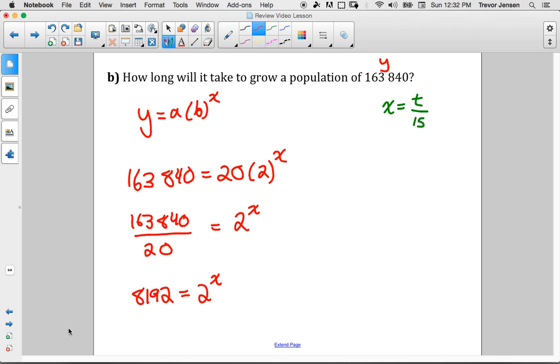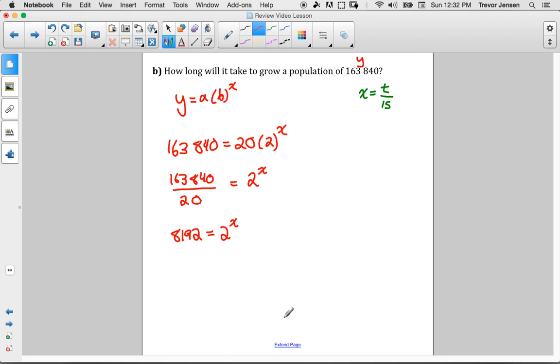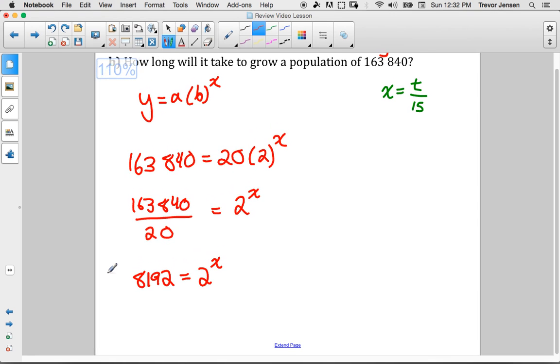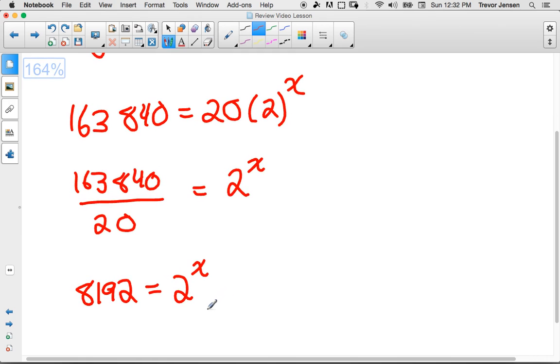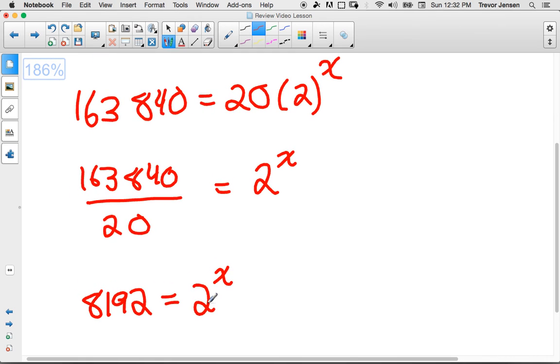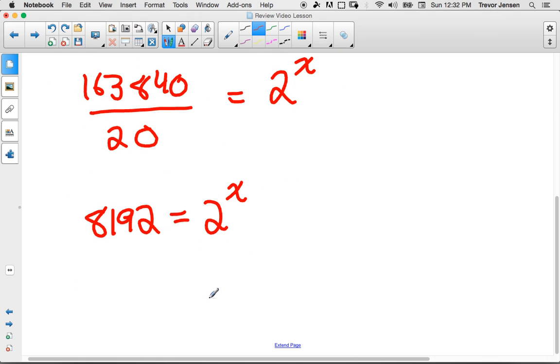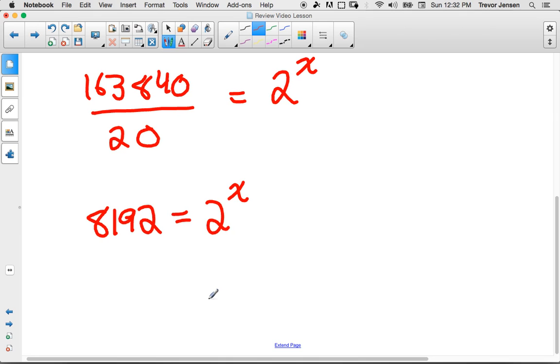Now, here's where you can either go through some trial and error process to figure out 2 to the exponent of what equals 8,192. If you don't want to go through trial and error, what you can actually do is use the power rule for logarithms, and I'll show you how we're going to do that. Oh, sorry, it's just lagging a bit for me here. I just need to wait for it to get back on track. Okay, I'm going to zoom out a little bit.